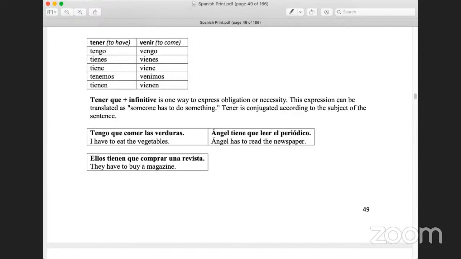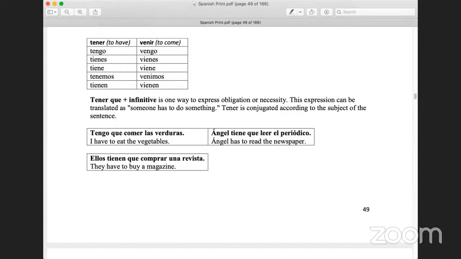Tener que plus infinitive is one way to express obligation or necessity. This expression can be translated as someone has to do something. Tener is conjugated according to the subject of the sentence.